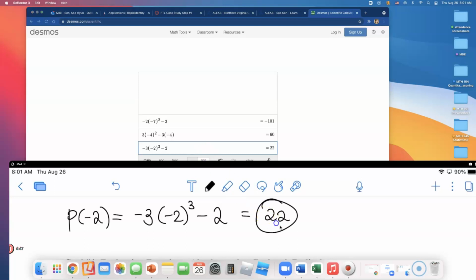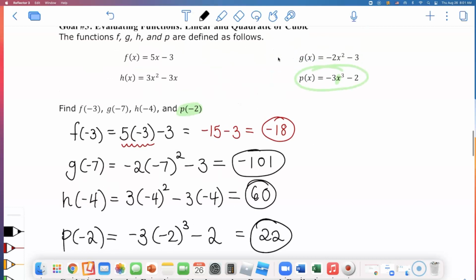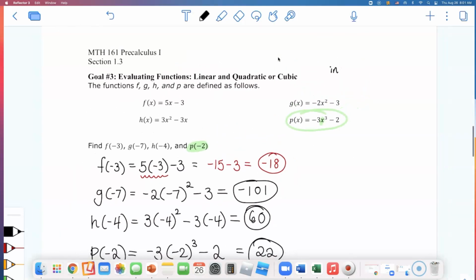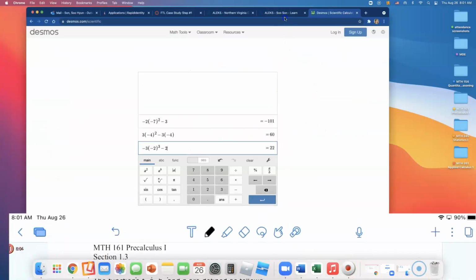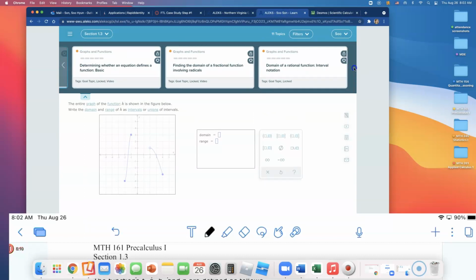So this video is a short one. We just evaluated linear, quadratic, and cubic functions. For the homework on this topic, you can find it in ALEKS, if you take a look at the 1.3 homework, you will see there's a whole bunch of evaluating. Let me go find that for you.